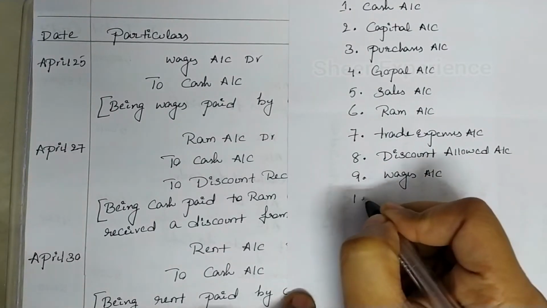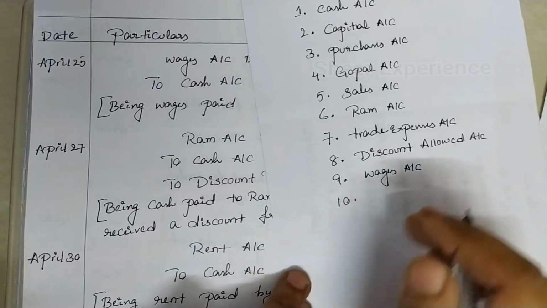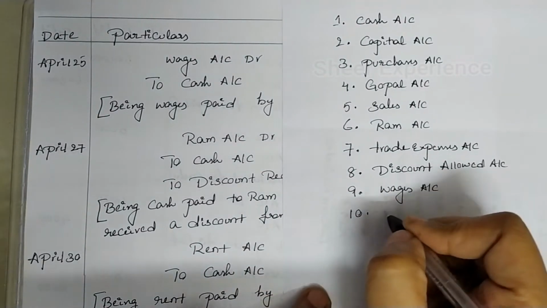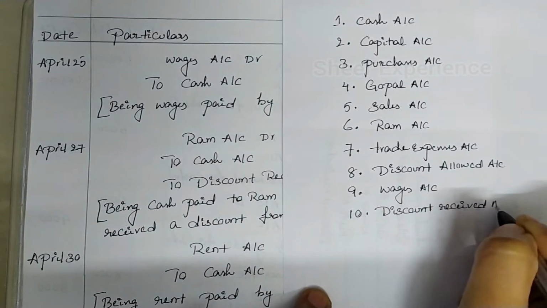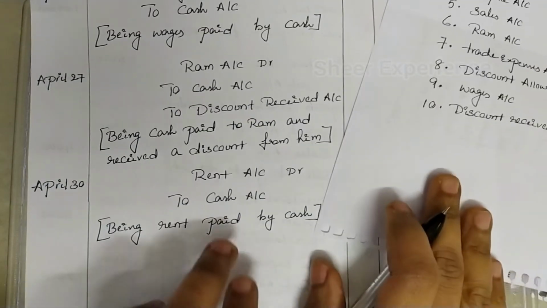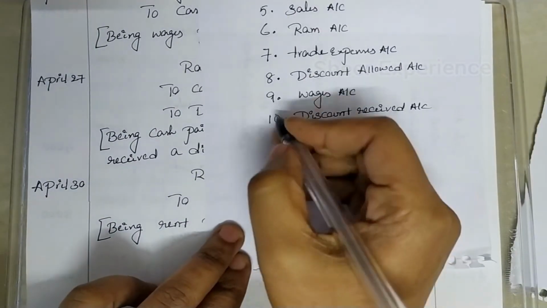Next we have Ram account, cash account and discount received account. Ram account and cash account are already listed. So we will consider only discount received account. From the last journal we take only rent account because cash account is already taken.